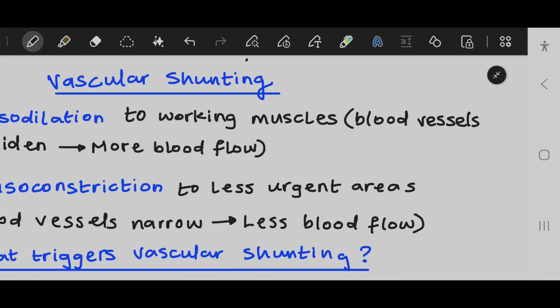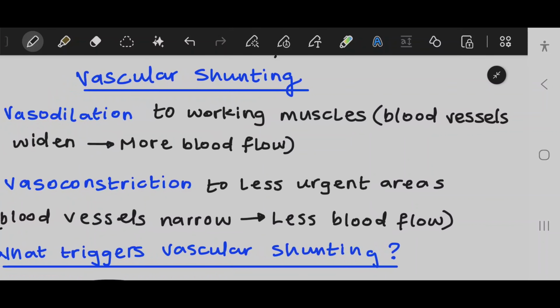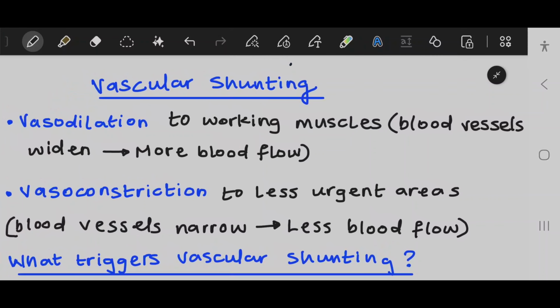Next, we're going to look at something known as vascular shunting. So vascular shunting is the process of redistributing blood from areas where it's not needed as much to the areas where it is more essential. And this is because you can't send maximum blood to every organ at once, so the body has to distribute it. And vascular shunting can split down into two components: vasodilation and vasoconstriction.